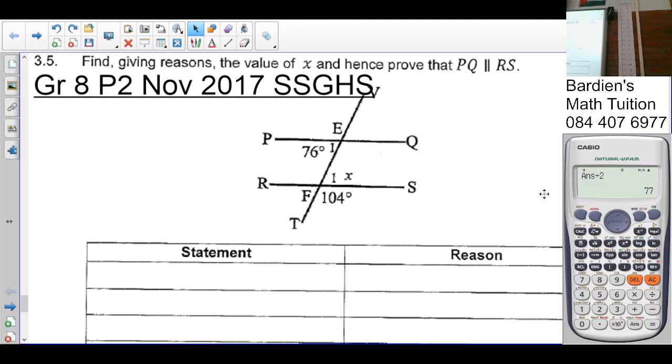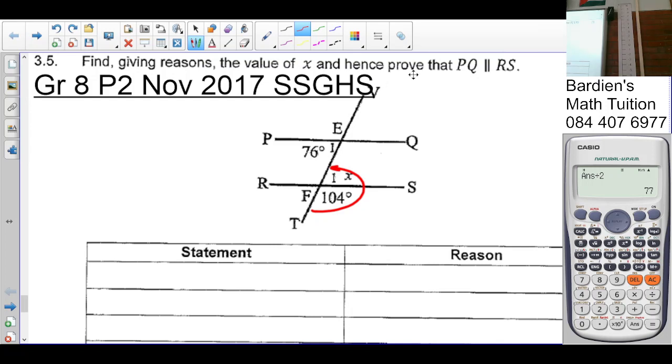Right. So find, give me reasons, the value of x, hence prove that. Okay, so first find x. Right, so how do we solve x here? People could use alternate angles here. No, why not? The lines are not parallel. It's only when the lines are parallel that I can use the fact that those are alternate angles. You understand? So they were not given parallel first. It says giving reasons, find x.